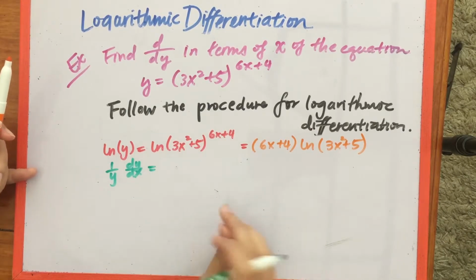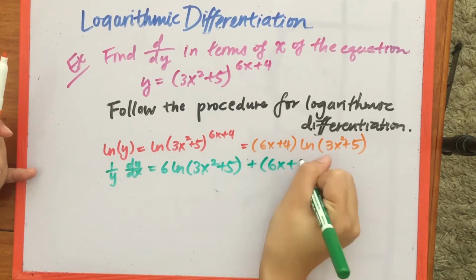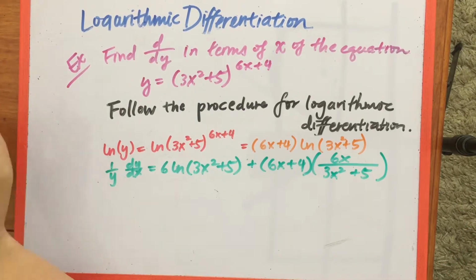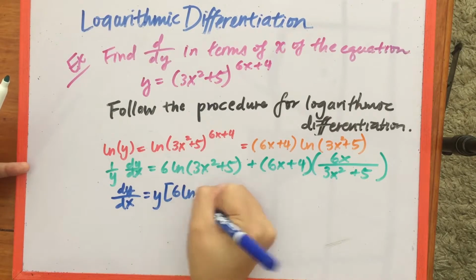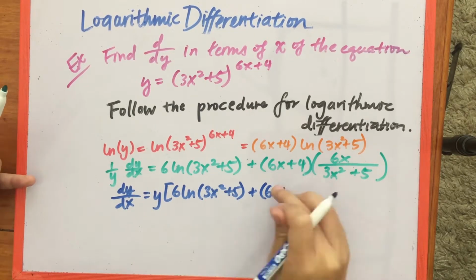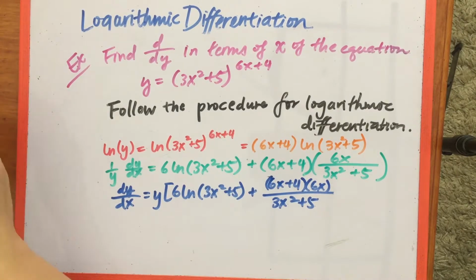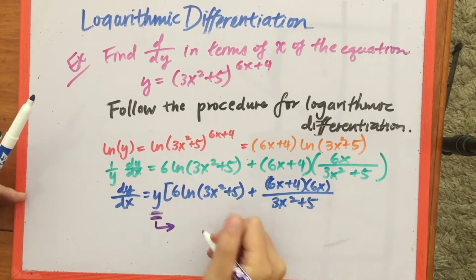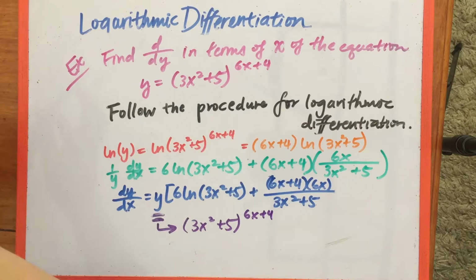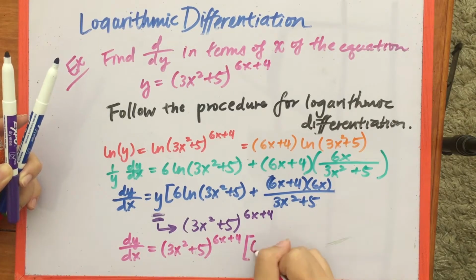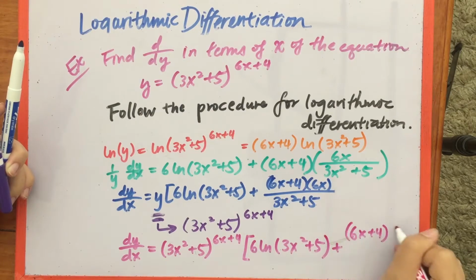Then solve for dy over dx. As you can see, we have y multiplied by your right-hand side. So substitute for y with the original equation, and now your answer you should get is dy over dx is equal to 3x squared plus 5 to the power of 6x plus 4 times the quantity of 6 natural log 3x squared plus 5 plus 6x plus 4 times 6x divided by 3x squared plus 5.